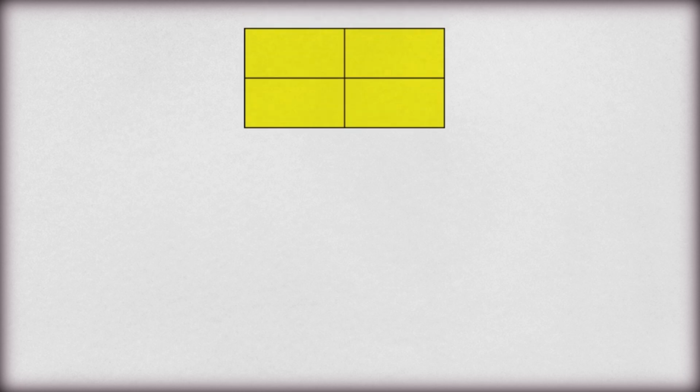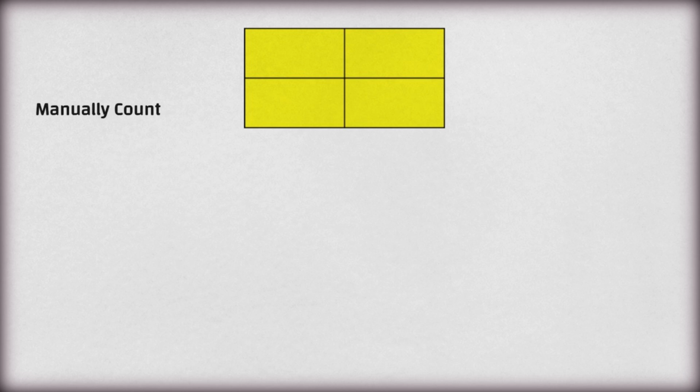Let's start the video with a very basic figure. Count the total number of rectangles possible in this figure. Pause the video right now to give it a try by yourself. You have 5 seconds. Done? Let's see how it's calculated.